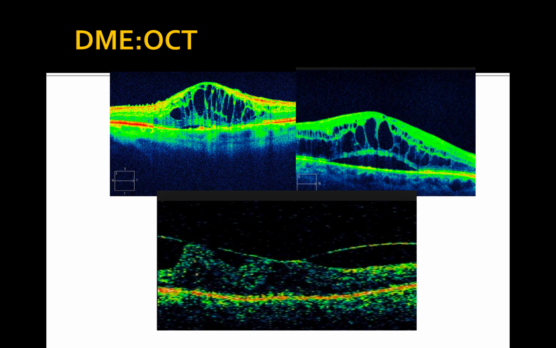These are more severe cases of diabetic macular edema. The top pictures show very large cystic spaces with subretinal fluid. The bottom picture shows, in addition to macular edema, areas of vitreomacular traction.